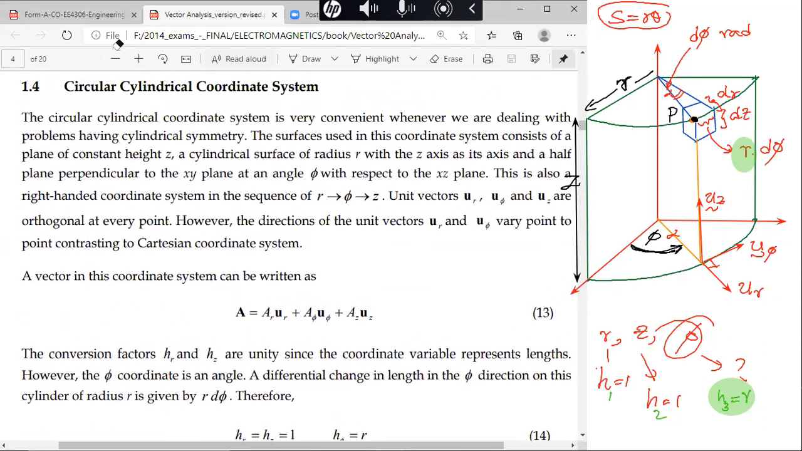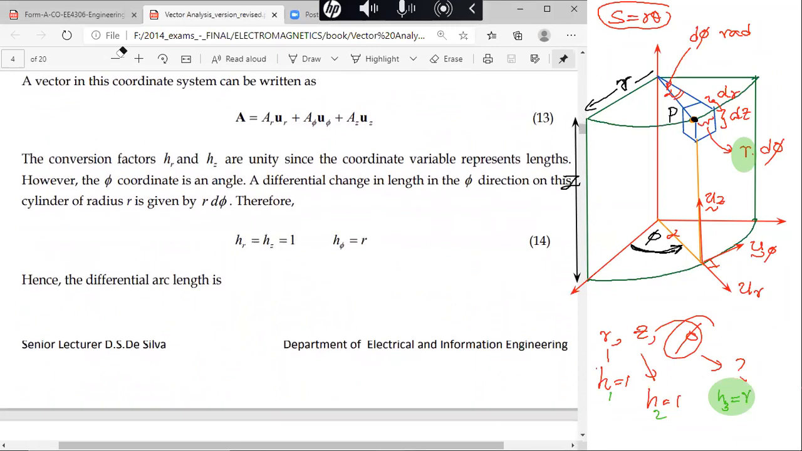In cylindrical coordinates, you can write down a vector by using the previous format. Here is the unit vector along r, the unit vector along phi, and the unit vector along the z axis. With the support of these three unit vectors, you can represent the vector in cylindrical coordinates. As I mentioned previously, r and z represent lengths, therefore their conversion factors are 1. Phi represents the angle, so this r becomes the conversion factor.